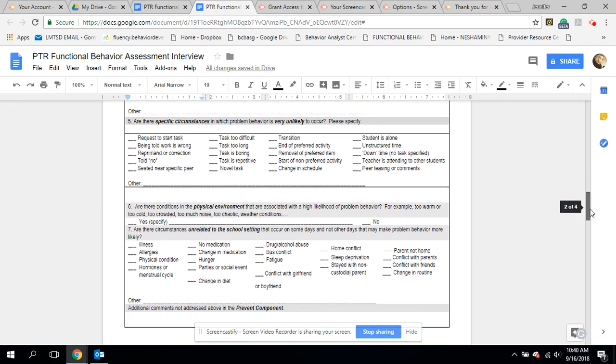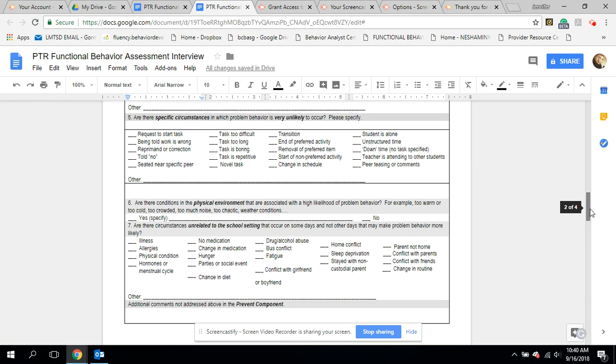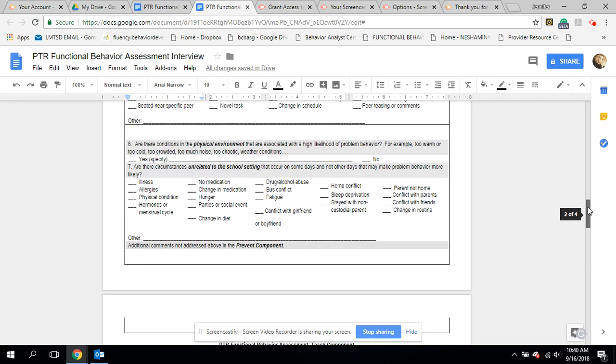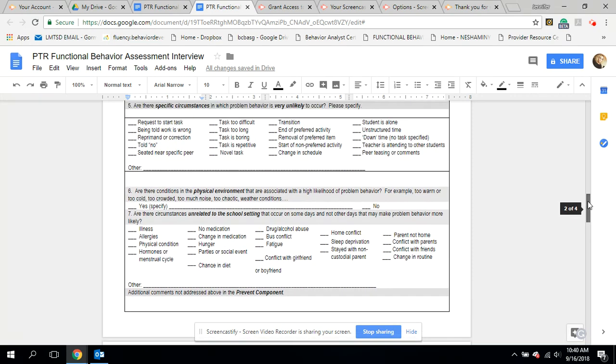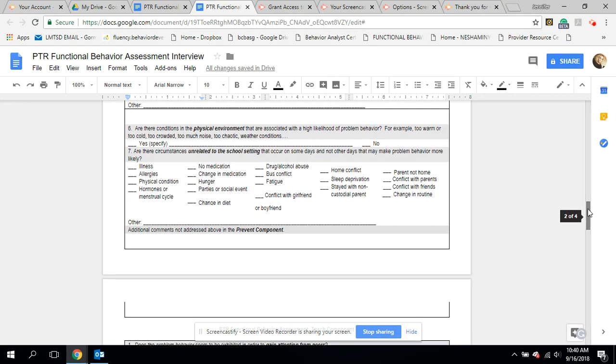circumstances in which the behavior is very unlikely to occur. If there's a time where you definitely can say it does not occur during this time, put an X there. Otherwise, I'm going to be able to tell just by what you answered previously the times that it doesn't occur, okay? But if there's something you want me to really know, if, hey, this is a really good time and this doesn't happen during this time, let me know, okay?